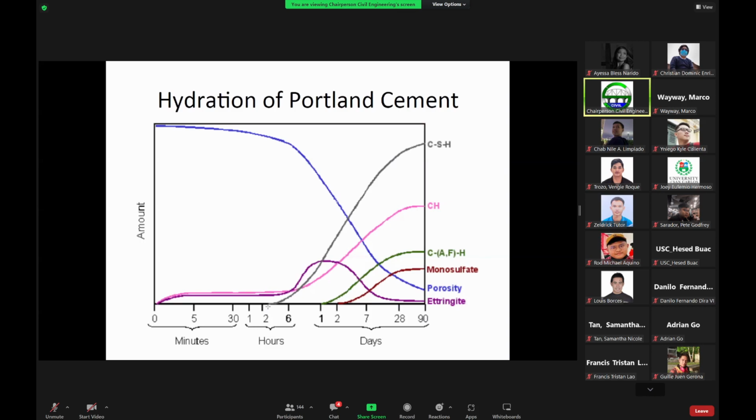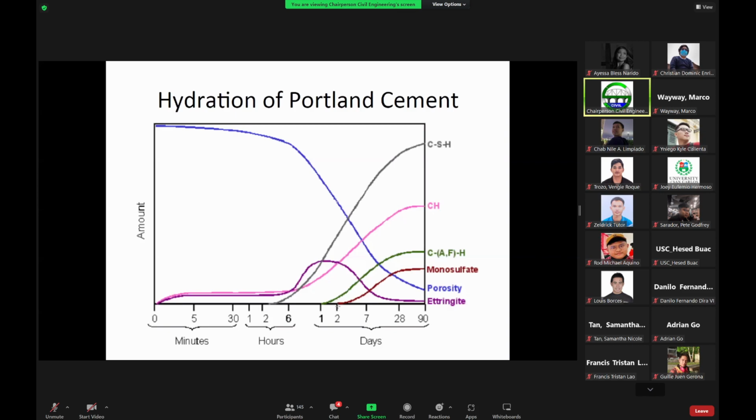Then after around 2 hours, we see the gray line starting to form. This CSH, your calcium silicate hydrate, is the product of your C3S, remember? This starts to form at stage 3 of your hydration process. At about 2 hours, this is stage 3. This is the acceleration of your hydration process, and your CSH starts to form a layer around your cement grain. Now, after 6 hours to 1 day, you notice a very rapid increase in the amounts of your CH, CSH, and ettringite. In between this period, there is quite a large increase in the amounts of these three hydration products.